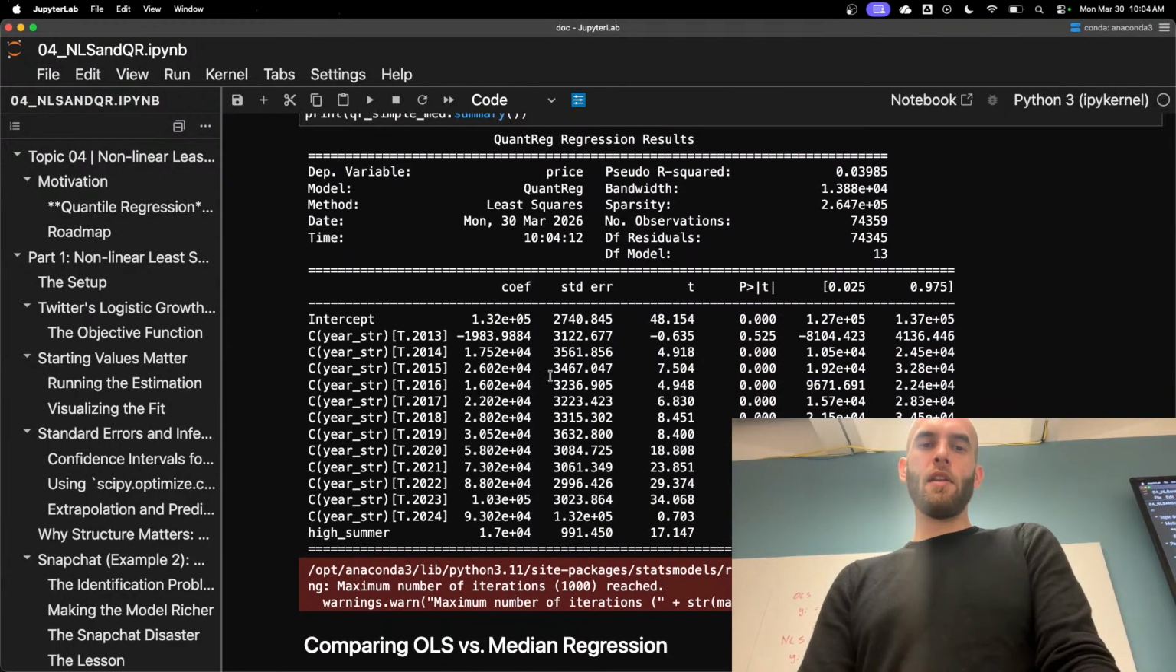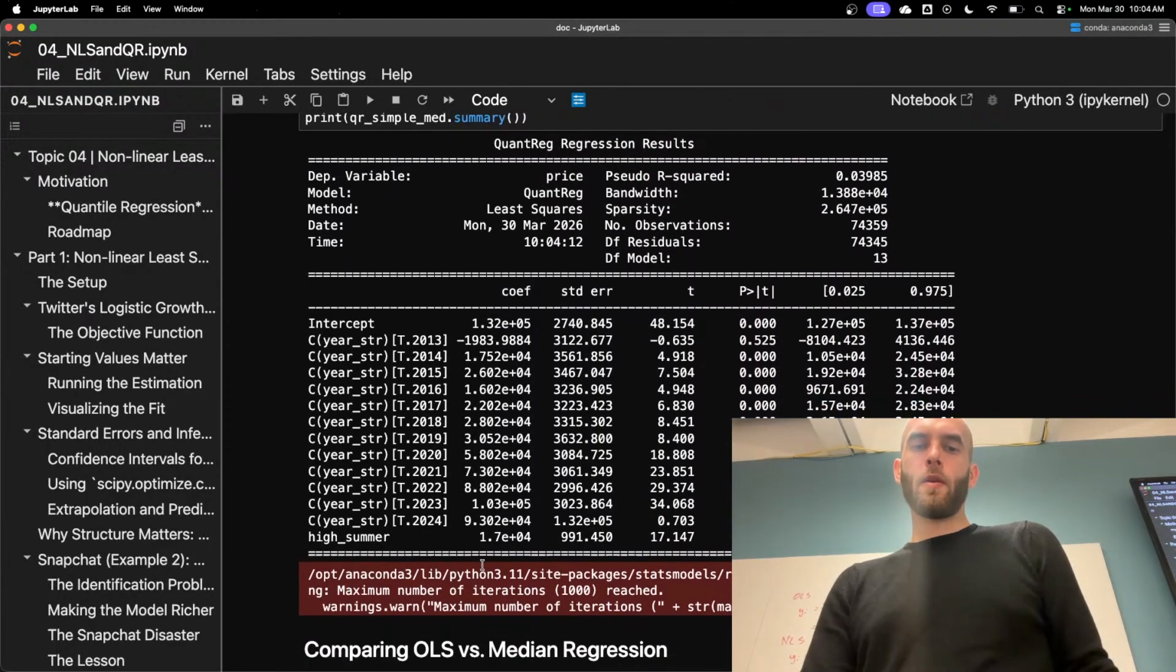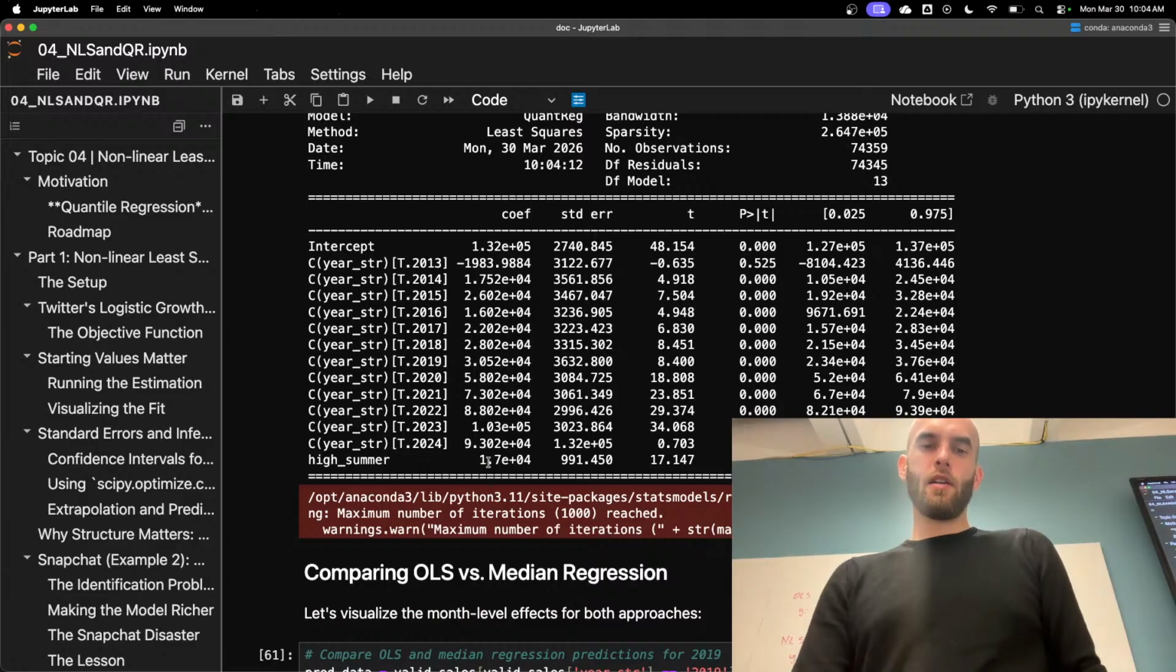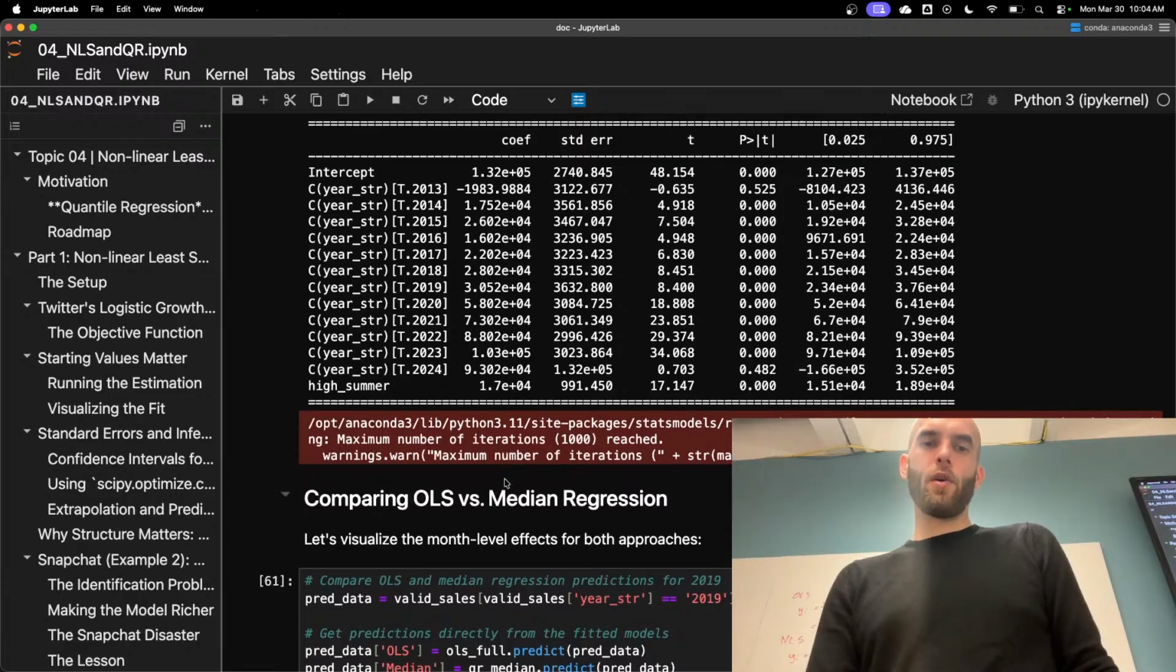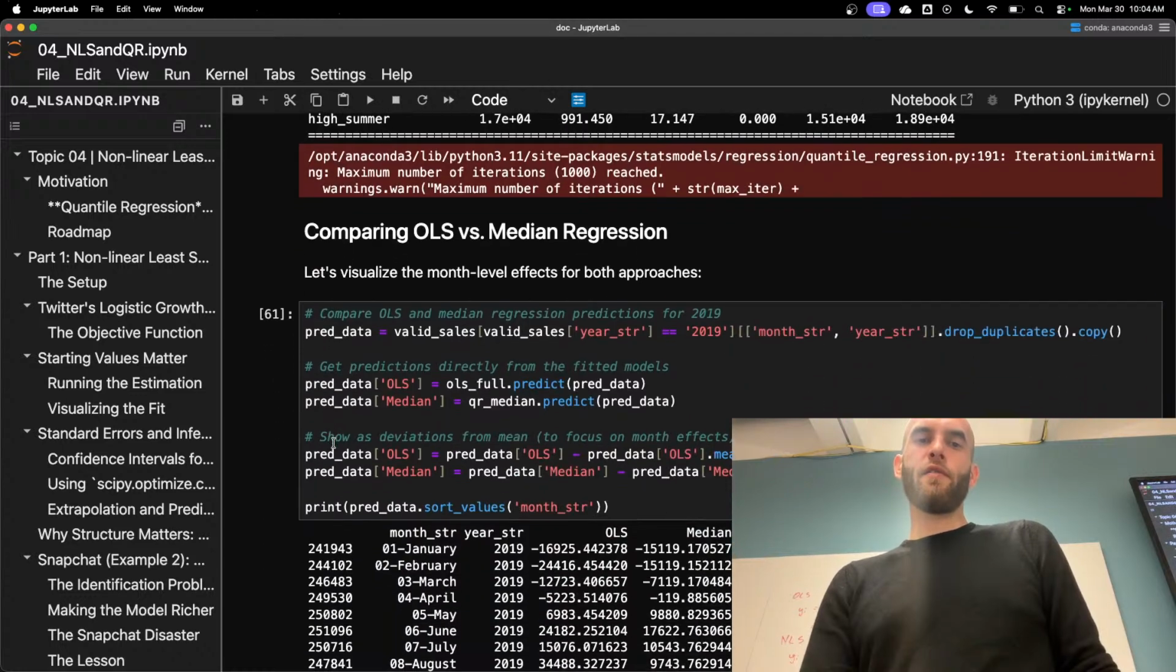And then this is the quantile regression. So this is 1.7, but with 4 more zeros. So we have 1, 2, 3, 4. So what's that? 17,000. So the median is roughly $17,000 higher in the summer.